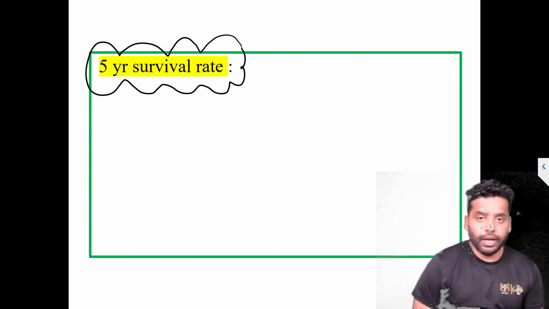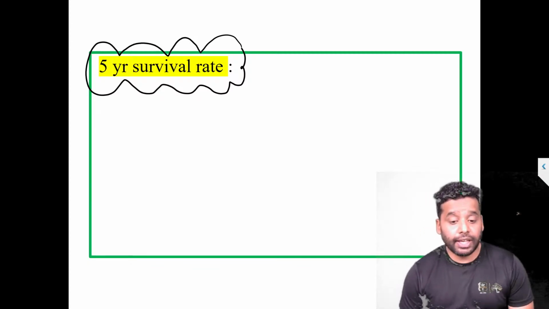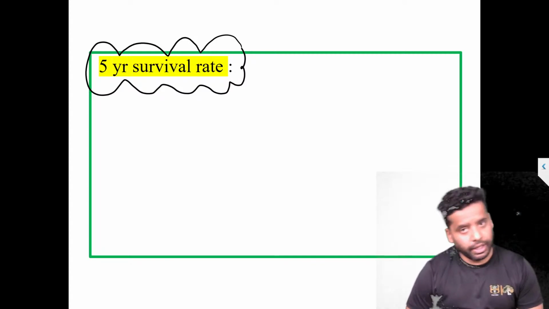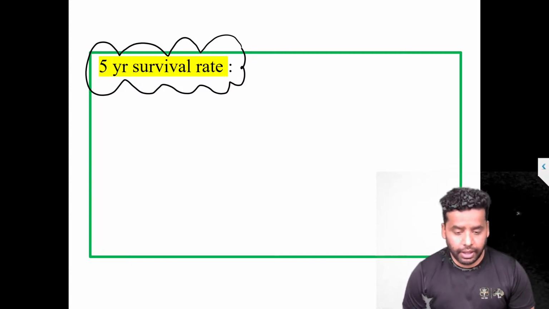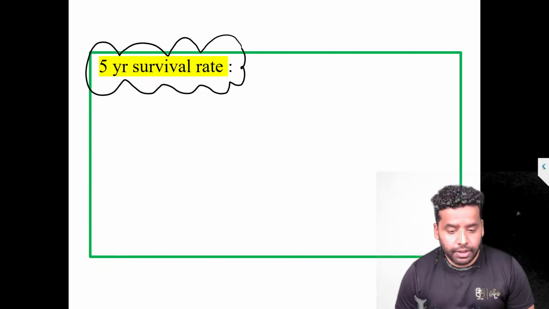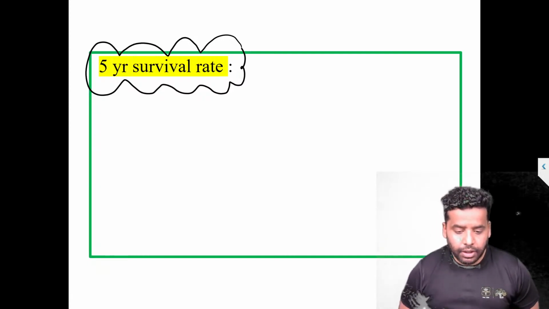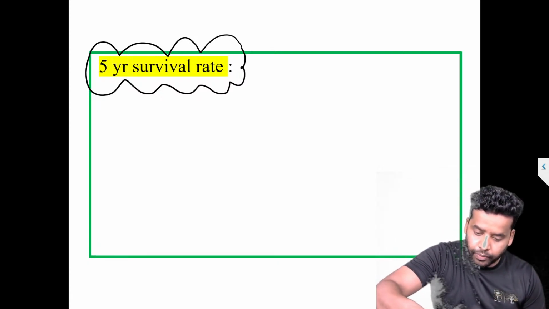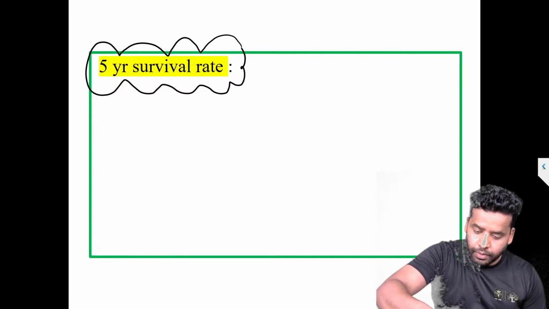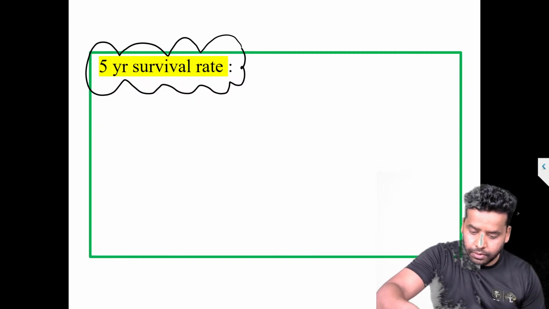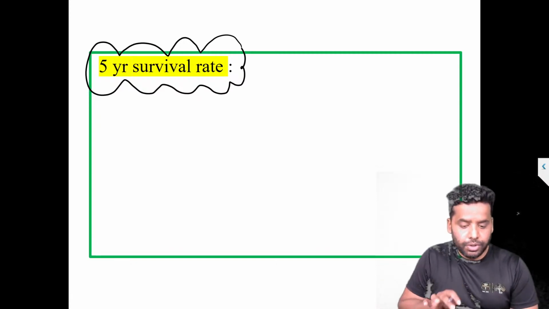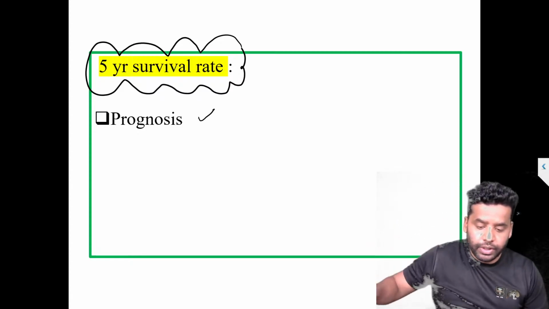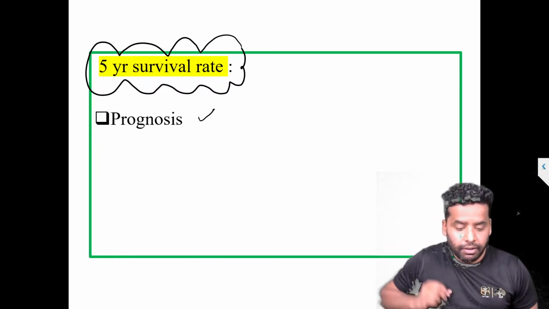So 5-year survival rates will indicate what? When you are talking about cancer, you are having a cancer patient. What is the use of knowing 5-year survival rates? What will it indicate? This is my direct question. Yes, correct. Prognosis for a patient. Cancer prognosis usually. 5-year survival rate will indicate prognosis. Stage 1, stage 2, which is more dangerous. Like that, comparatively, it will indicate prognosis.